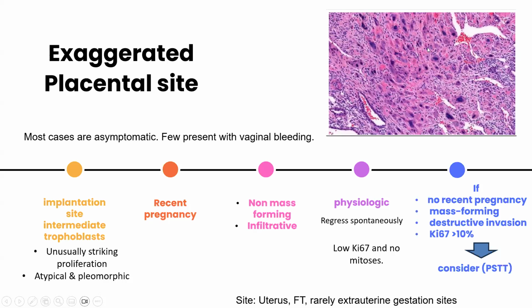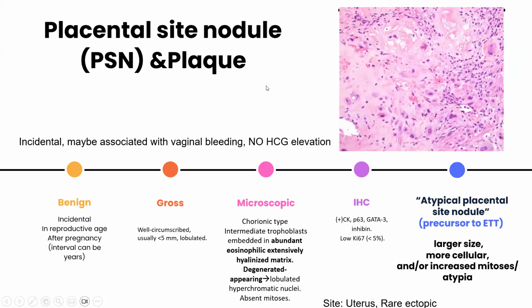So again, you have implantation site intermediate trophoblasts with unusually striking proliferation and atypia. You can see how huge the nuclei are and how atypical the cells are. This shouldn't make you feel scared, okay? What should make you feel scared is no recent pregnancy, mass forming, destruction, and Ki67 more than 10%. Go and consider PSTT and report that to your clinician. Ask them to do further imaging, maybe to take a decision together.